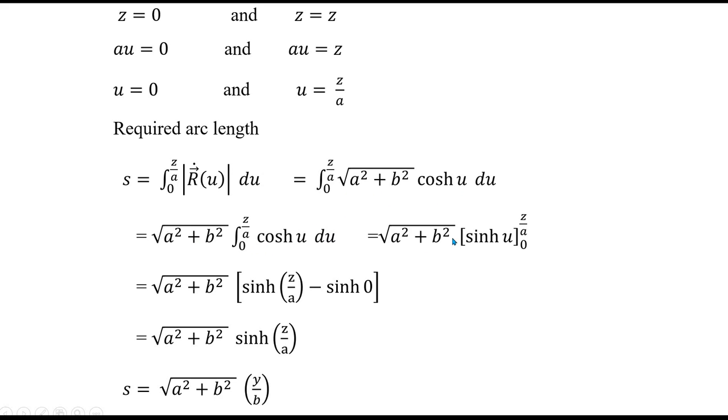Integrating cosh u is sinh u. The limit varies from 0 to z by a. So sinh 0 value is 0. Therefore we get the value s equal to square root of a square plus b square into y by b, which is the required equation of the arc length.